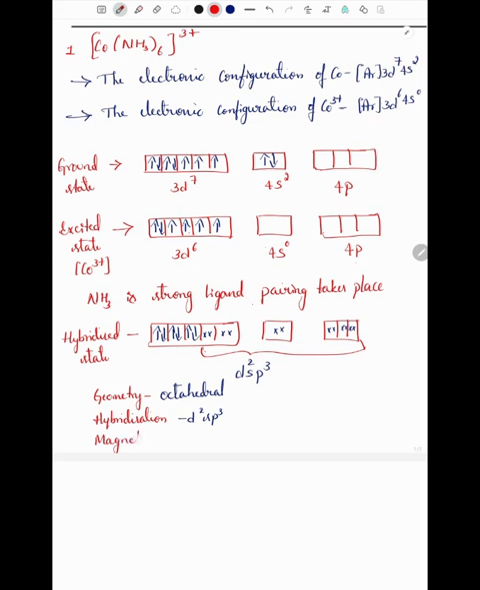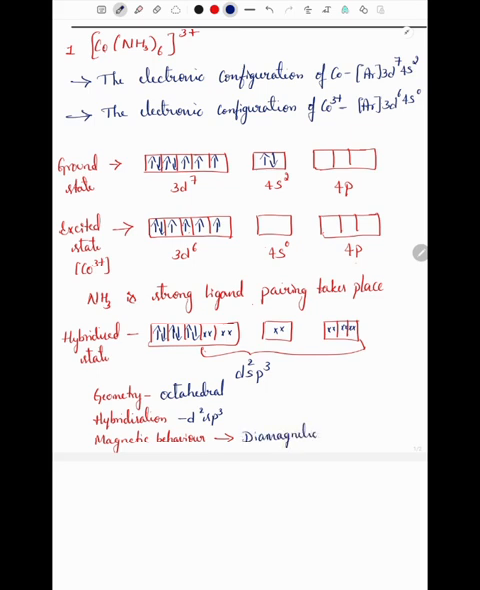Next, what about its magnetic behavior? Magnetic behavior depends on the number of unpaired electrons. Here we can clearly see that there are no unpaired electrons, all the electrons are paired. The complex is said to be diamagnetic in nature.